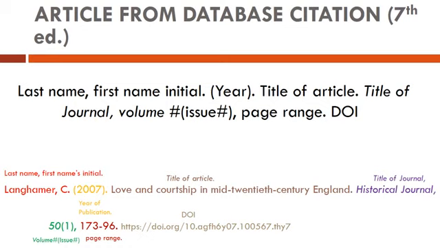So look at the example at the bottom. We have the author's last name, comma, first name's initial, Longhammer, C. The year of publication, 2007. The title of the article, Love and Courtship in Mid-20th Century England, period. The title of the journal, Historical Journal. We have our volume number, we have our issue number, and we have a page range, and then a DOI. So now we will look at where to find all of this information.